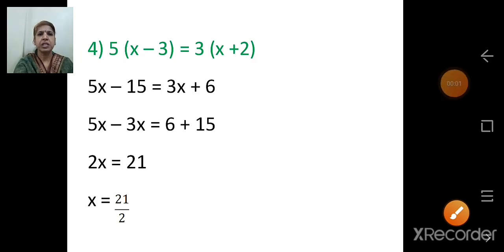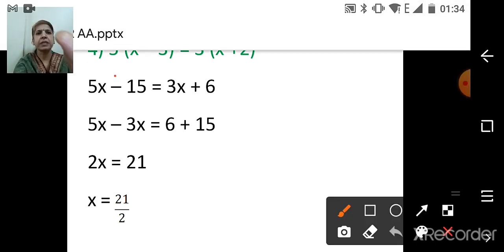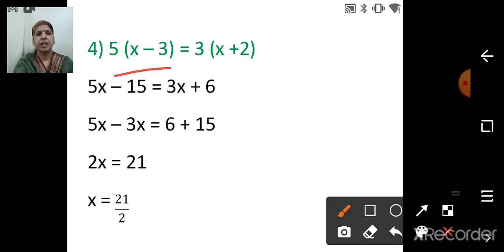Next question is 5 multiplied by the bracket x minus 3 is equal to 3 multiplied by the whole bracket x plus 2. So what we are going to do here is open the bracket. We have to follow the BODMAS rule. So first thing we will open the brackets, and we have learned how to open the bracket. 5 is multiplied with the full bracket x minus 3, right? So first 5 will multiply with x.